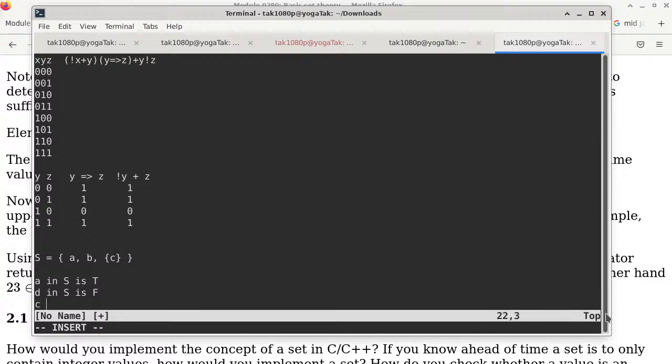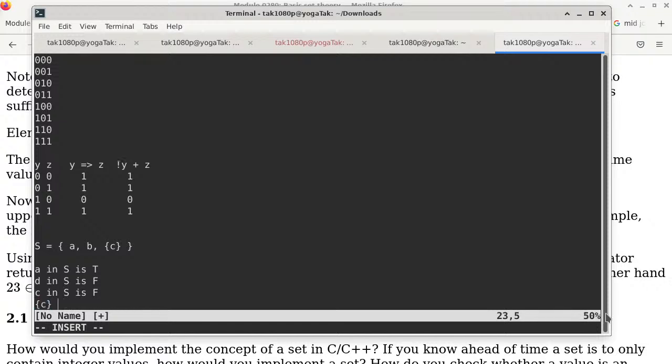As it turns out, C in S is false. However, the set that contains C alone is in S is true. In other words, we call this a singleton set because it only has one single element, but the set of C that only contains C as an element is itself an element of S. But the element contained in the set here, the value C, is not technically a member of S because it is not an immediate member.